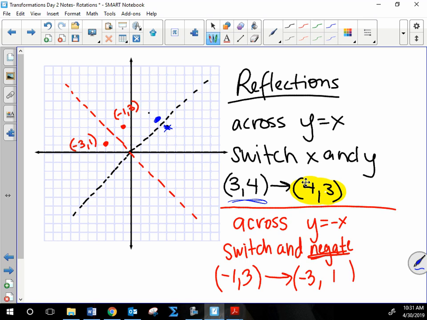This actually heads into something you'll be learning about next year, which is called inverse functions, which are functions that are reflected basically across that line y equal to x.